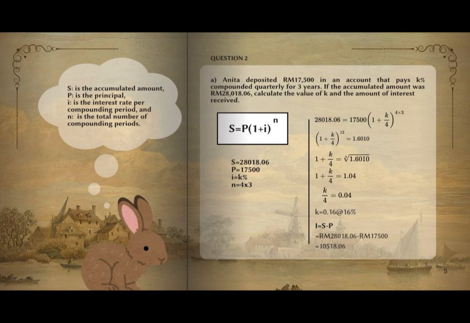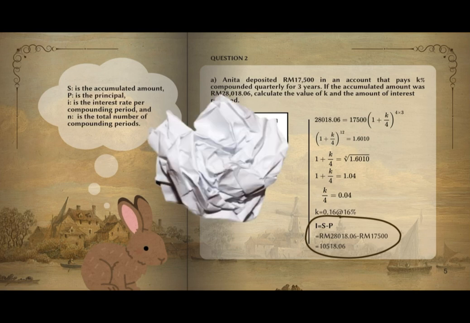Substituting the given values into the formula, we get 28,018 ringgit and 6 cents equals 17,500 ringgit multiplied by (1 plus K divided by 4) raised to the power of 12. After solving the equation, we obtain K equals 0.16, which is equivalent to 16% per annum. To calculate the interest received, we subtract the principal amount from the accumulated amount. Therefore, the interest received is 28,018 ringgit and 6 cents minus 17,500 ringgit, which equals 10,518 ringgit and 6 cents.